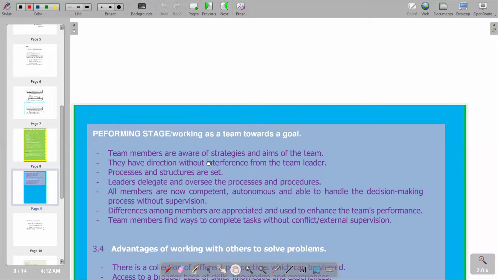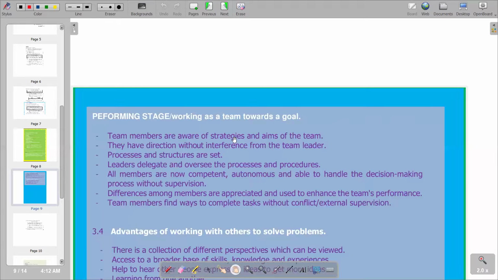The explanation that we have here in terms of the performing stage is that team members are aware of strategies and aims of the team. They have a direction without interference from the team leader. Processes and structures are set, and leaders delegate and oversee the processes and procedures. All members are now competent, autonomous, and able to handle the decision-making process without supervision. Differences among members are appreciated and used to enhance the team's performance. Team members find ways to complete tasks without conflict or external supervision. So these are some of the additional points that we can include on the performing stage.